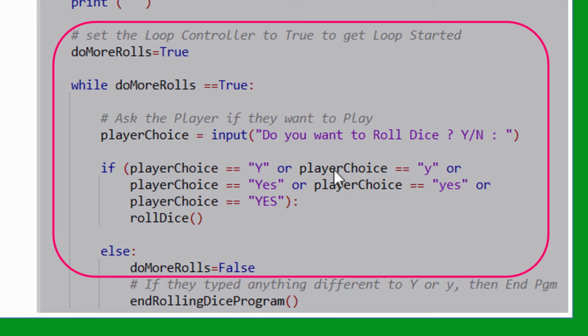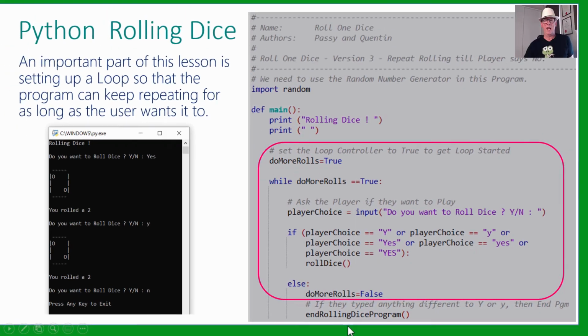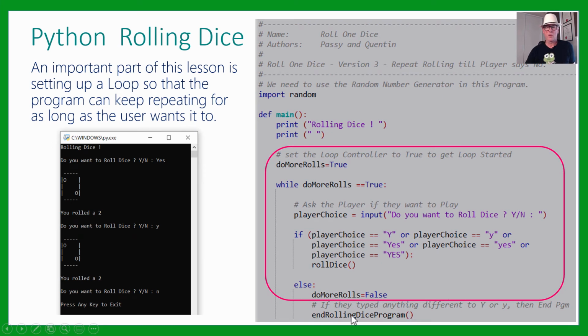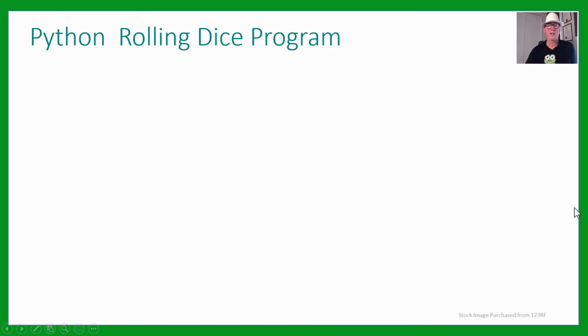Otherwise, if they don't type any of those 5 valid options, so we're actually doing validation again, a very important part that comes into all of our programs, it'll say do more rolls equals false. So if they don't type any of those 5 things, this loop will become false and it'll stop. So there won't be any more dice rolling, and that'll be the end. Then we get them to also end the rolling dice program with that press any key to exit option at the end. All right, so that's going to be important, how to make this kind of forever loop going, that while they keep saying yes, we can keep going until they say something else.